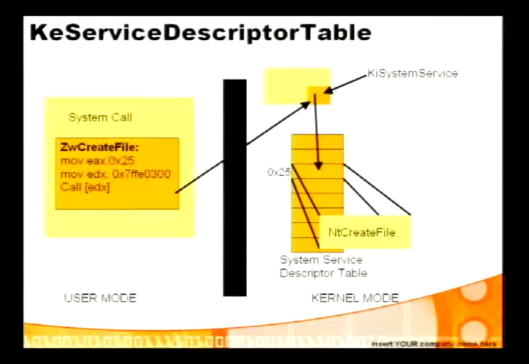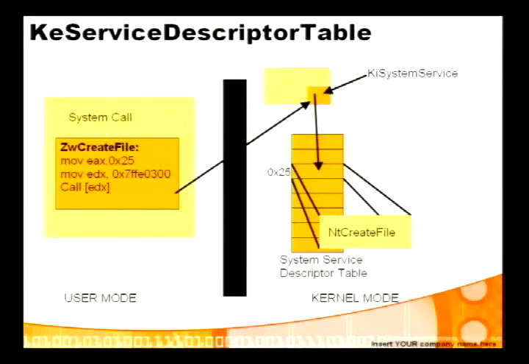Here's a diagram. Most of it showed up, I believe. So what we have here is a user mode program making a system call. That's how you request certain services of the operating system. Here we're doing a ZwCreateFile. That will transition through the border in the center from user mode to kernel mode.